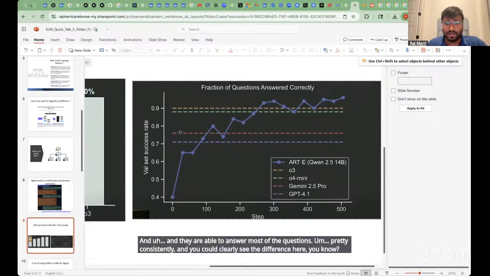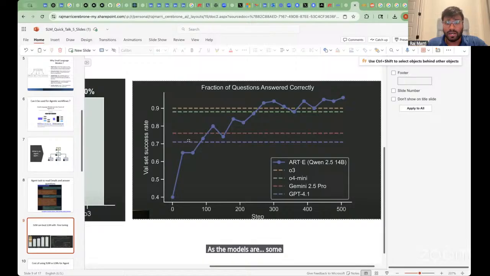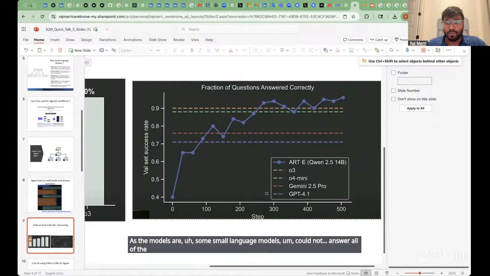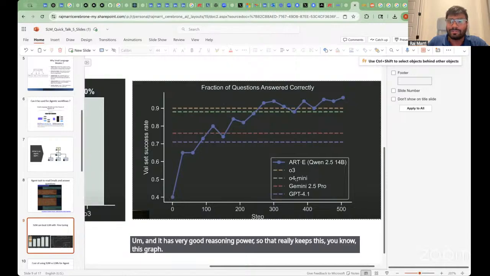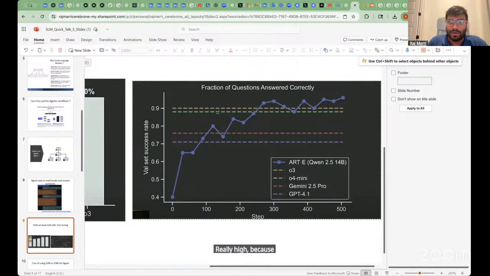Some small language models could not answer all of the questions straightforwardly, but I think O3 or O4 really did a great job because it's actually a pretty new model, and it has very good reasoning power. So that really keeps this graph really high, because O4 and O3 are really leading here.